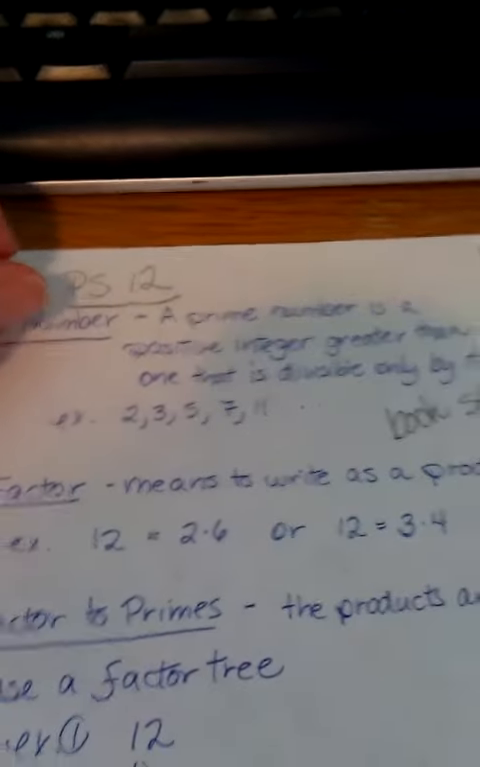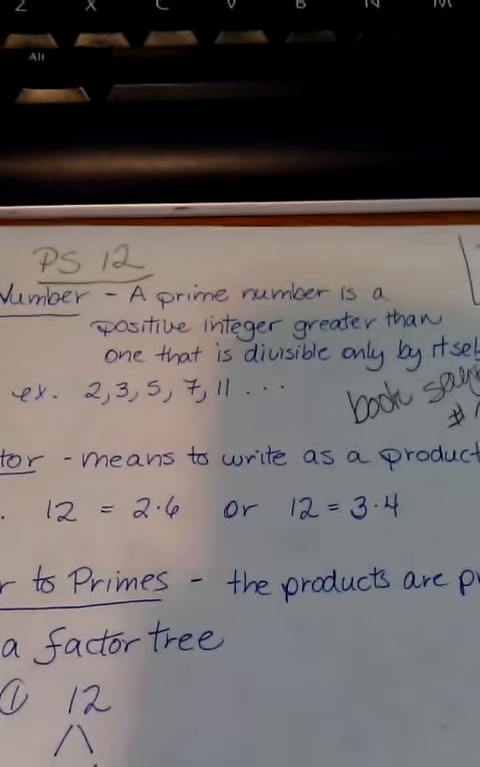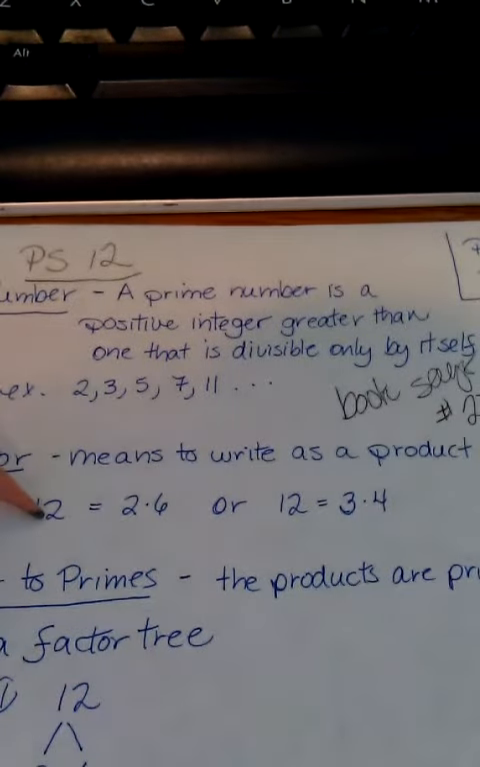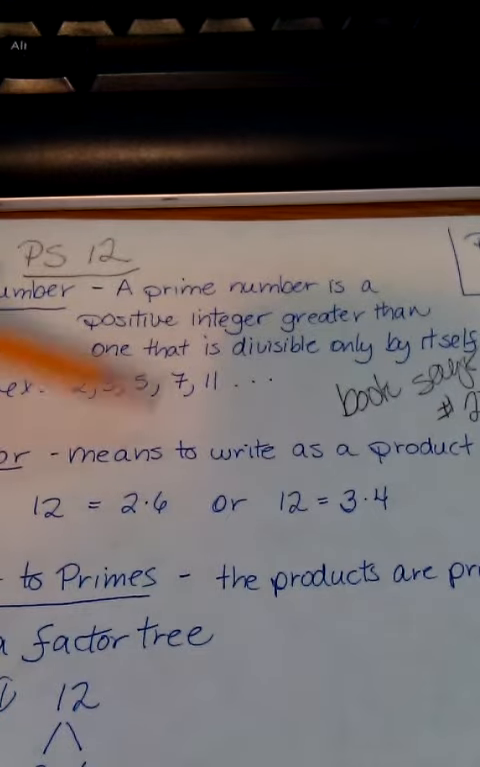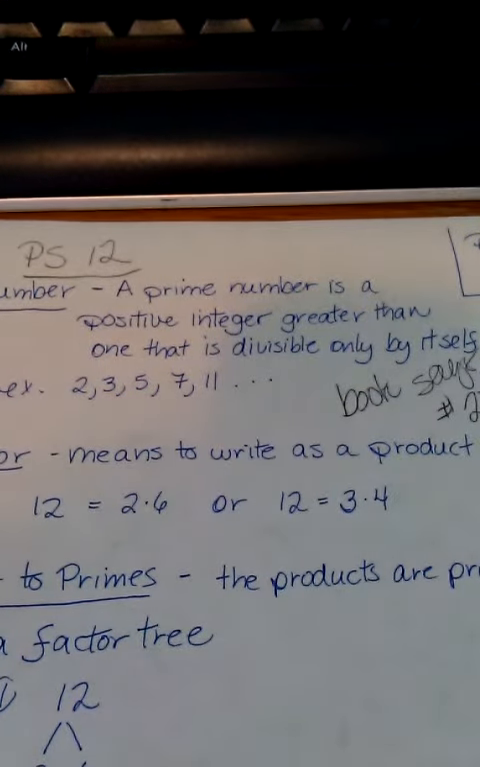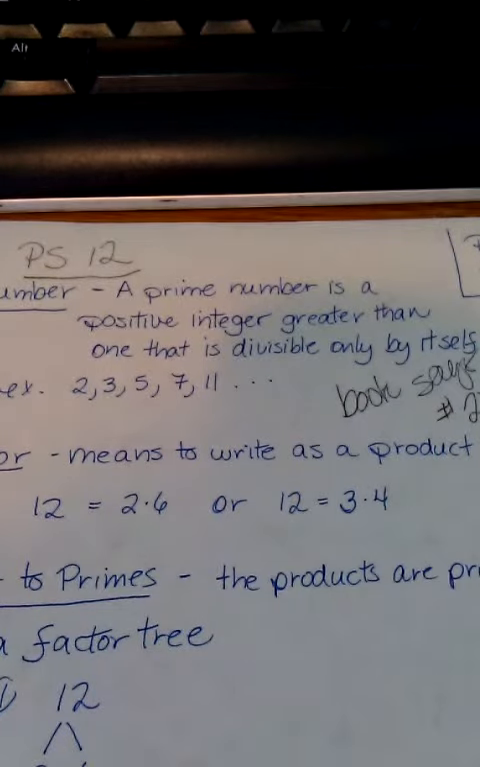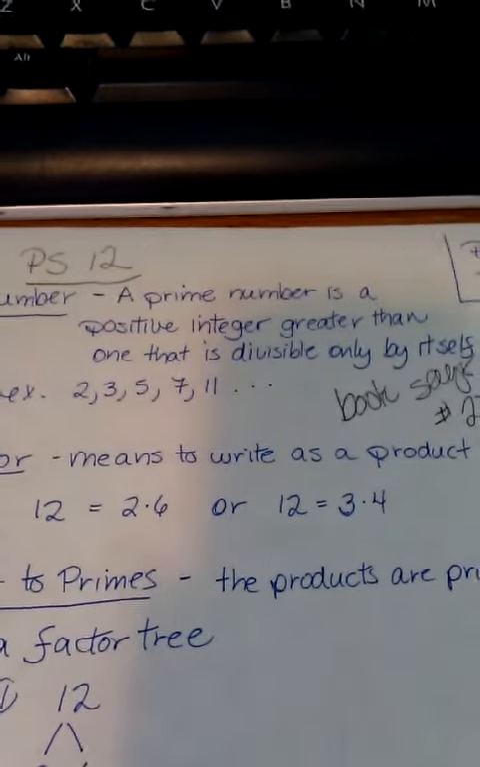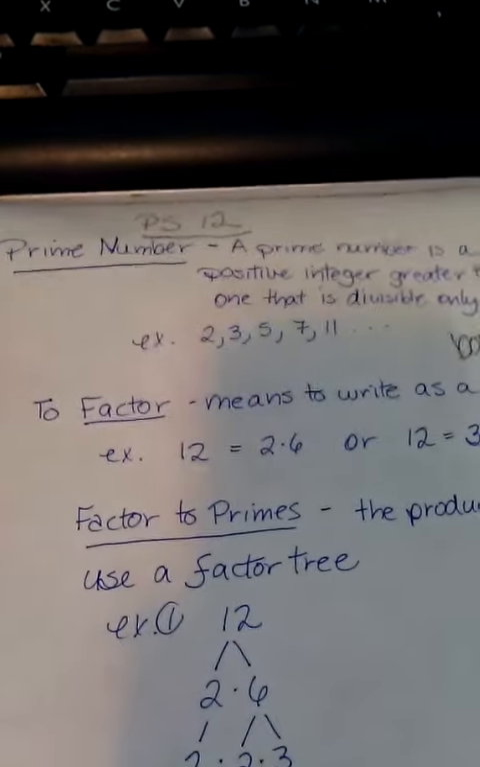To factor means we can write things as a product of primes. So we can write it as a product. So for example, if I factored 12, one way I could factor 12 is to say 2 times 6 or 3 times 4. But if we want to factor into its primes, we need to make sure that nothing else divides into it.